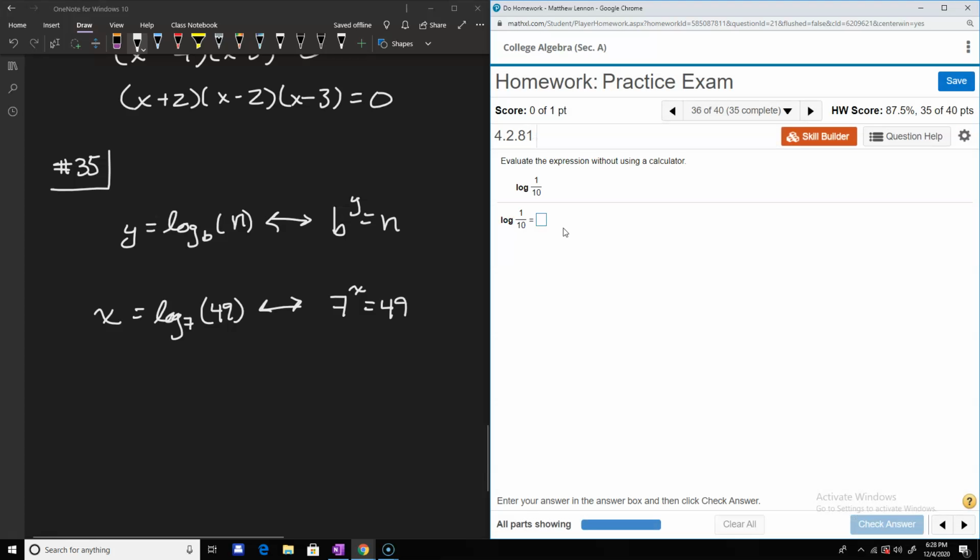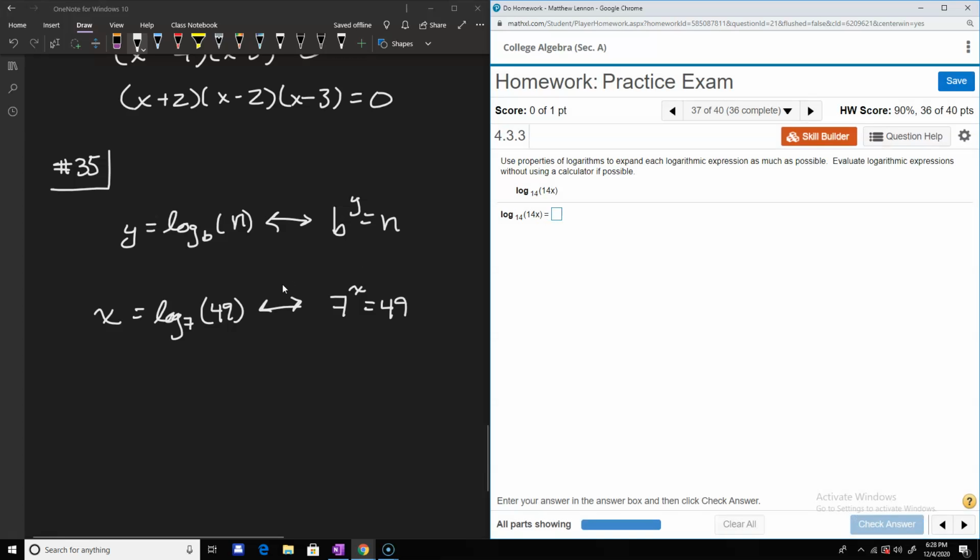Again, to evaluate a regular log like this, the common logarithm, you just ask what power of 10 makes 1 over 10. So what exponent would you raise 10 to get 1 divided by 10? Well, 10 to the negative first power is 1 divided by 10.